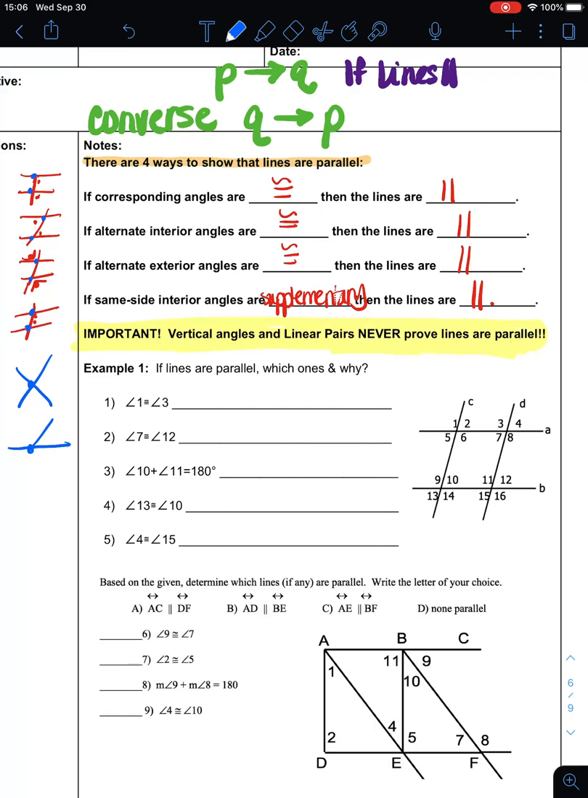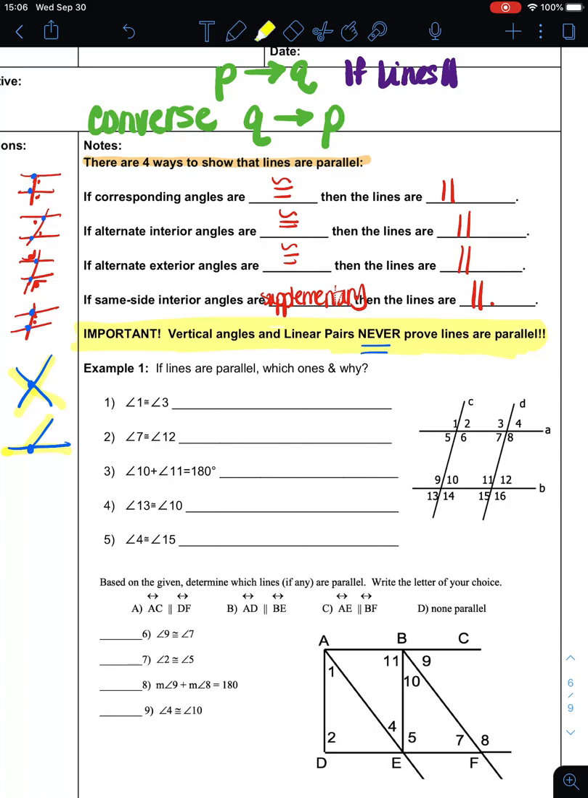They don't even create, right? In all of our parallel lines, we had two lines and a transversal. Well, if you look at these lines with vertical angles and linear pairs, there's only two sets of lines. We don't have that transversal, and remember that a transversal is a line that crosses two or more other lines. So vertical angles and linear pairs never ever prove that lines are parallel. We may need them to solve parallel line problems, but they don't prove that lines are parallel.